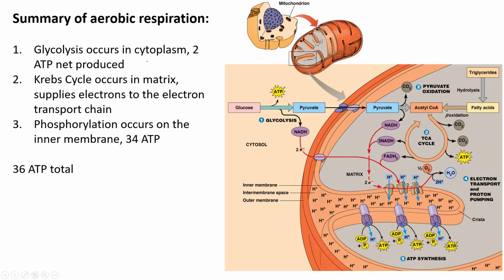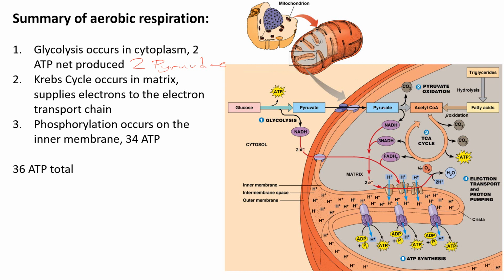Summary of aerobic respiration. Glycolysis occurs in the cytoplasm, 2 ATP net produced, and 2 pyruvate. I should probably change this, pyruvate. The Krebs cycle occurs in the matrix, supplies electrons to the electron transport chain, and phosphorylation occurs on the inner membrane. 34 ATP are made.